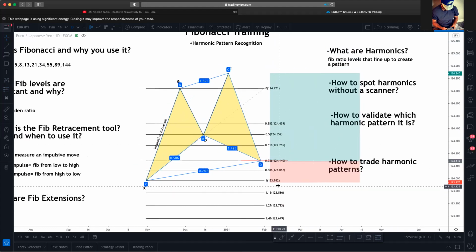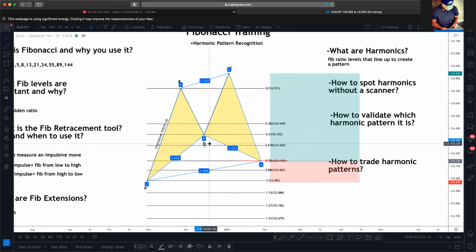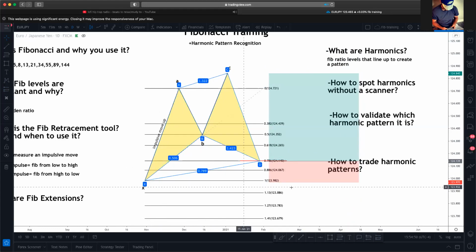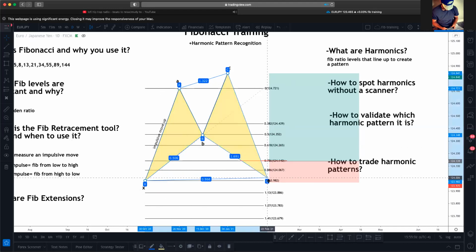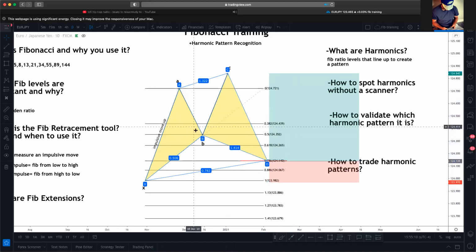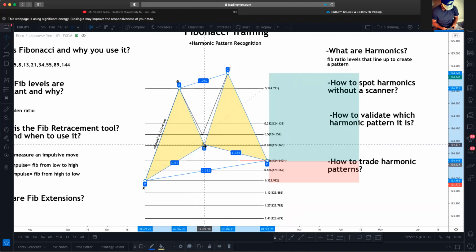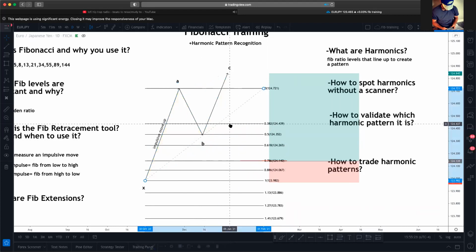The reason why, like I said, I like these patterns the most: one, it gives you a defined stop loss below the X. Two, they both don't make lower lows for the D, so you don't have to worry about where your stop is going to be. I guess that's kind of the same thing. But also, both of the B retracements can't go below 61.8. So it's just a little bit easier to remember. Okay. And yeah, that's pretty much it.